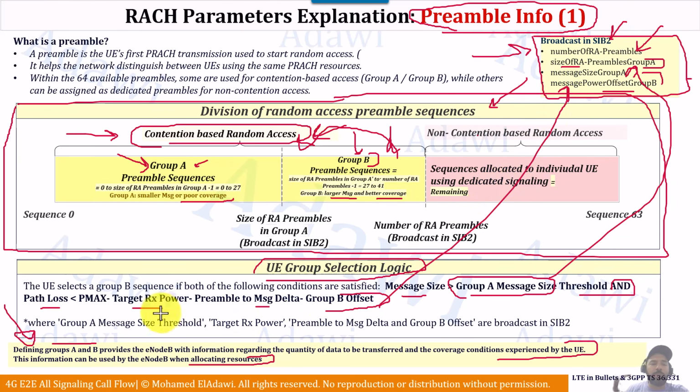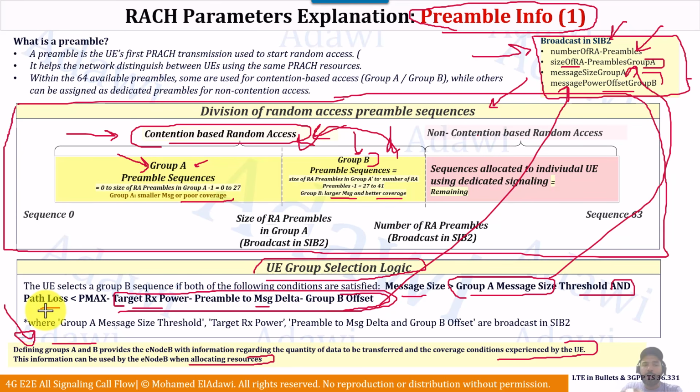So all these parameters are being broadcasted within system information block type 2. So the user will calculate the path loss, which is equal to the transmit power, the reference signal power, minus the measured RSRP. Then if it's less than these, either the maximum power of the user, 23 dBm, minus these parameters.